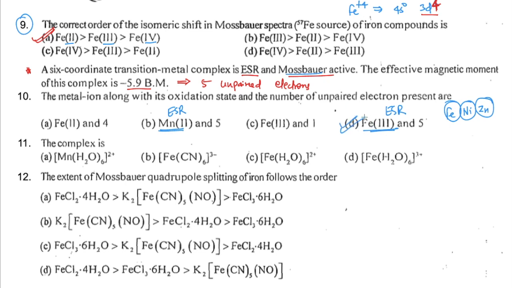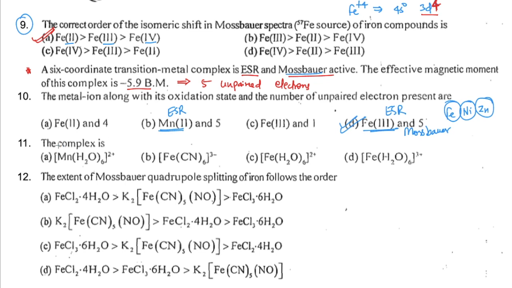So your correct option for this particular one is going to be option D, which says that yes, it's ESR and Mossbauer both active, and 5 unpaired electrons. So option D comes out to be correct.